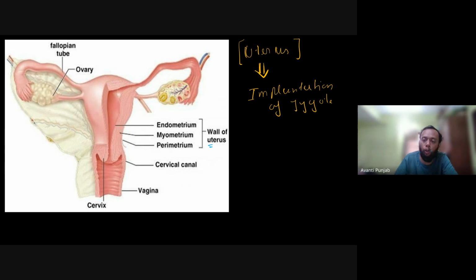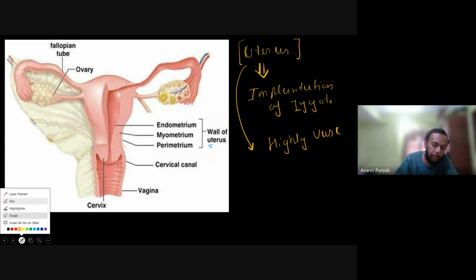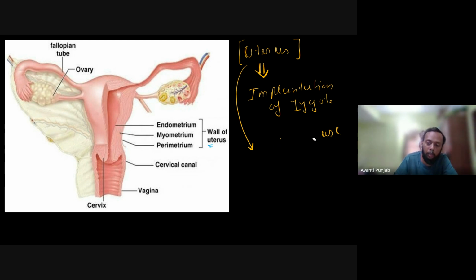There's one more thing you can know over here, that the uterus structure is going to be highly vascular region. Rather, let's do one thing. We will see this later, when I tell you all three layers separately, then we'll see that.